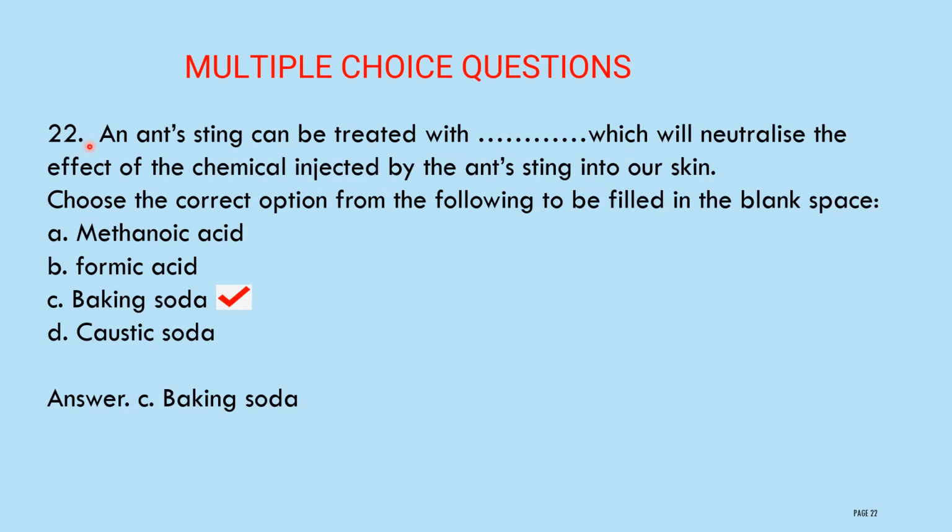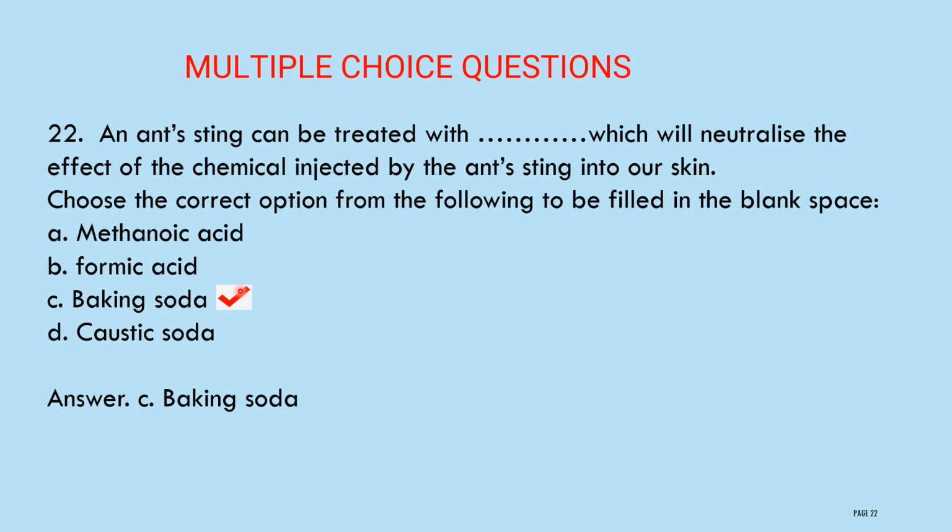Question number 22. An ant's sting can be treated with dash, which will neutralize the effect of a chemical injected by the ant sting into our skin. Choose the correct option from the following to be filled in the blank space. Option A, methanoic acid. Option B, formic acid. Option C, baking soda. Option D, caustic soda. The correct answer for this question is baking soda.